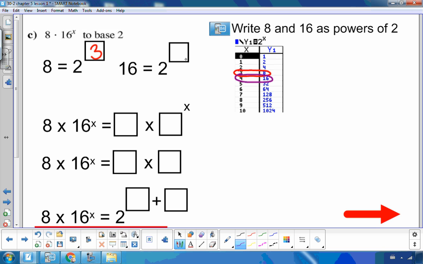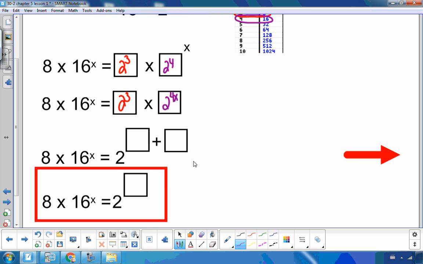of 4 is 16. So if I have 8 multiplied by 16 to the x, that is going to be 2 cubed for the 8 multiplied by 2 exponent 4 to the x. So this will be 2 cubed multiplied by 2 to the 4x, so 4 times x. And then with laws of exponents, when we multiply powers with the same base, we remember that we keep the base the same and add the exponents. So it will just be 2 to the 3 plus 4x.